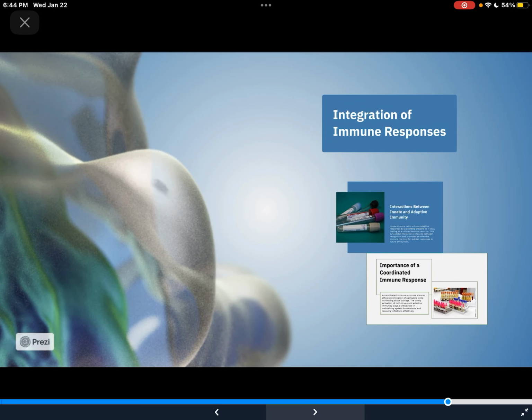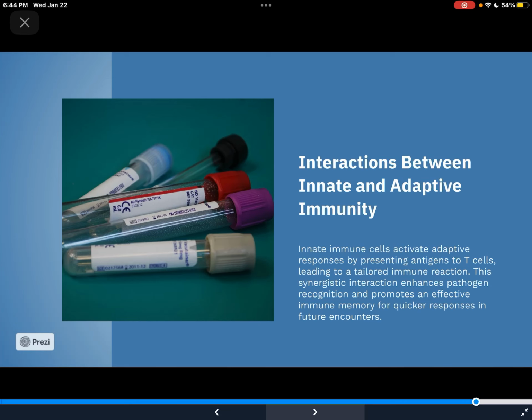Let's talk about the integration of the immune responses. How do they work together? Innate immune cells activate adaptive responses by presenting antigens to T cells, leading to a tailored immune reaction. It's kind of like saying, here's the antigen. They carry it on the outside and it sticks to them, and it's like, here, you deal with this.